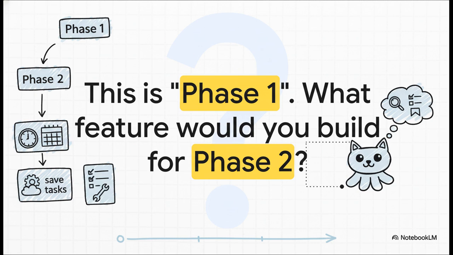So I'll leave you with this question. Now that you totally get this project, what's the one feature you would build for Phase 2? Maybe, I don't know, the ability to actually save your tasks or add due dates. It's a fun thing to think about.